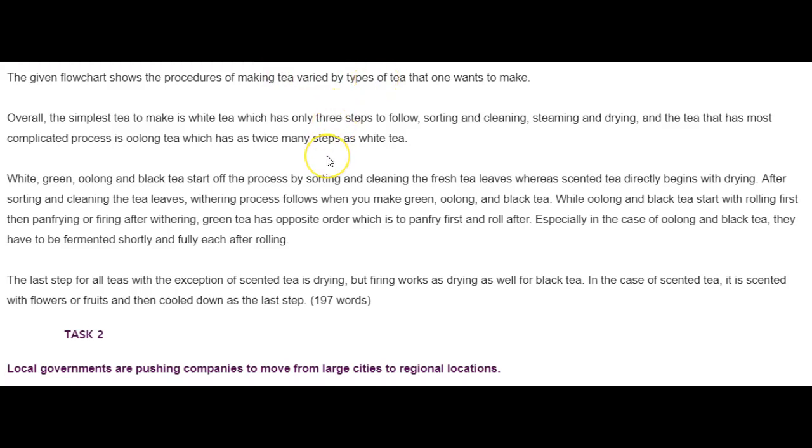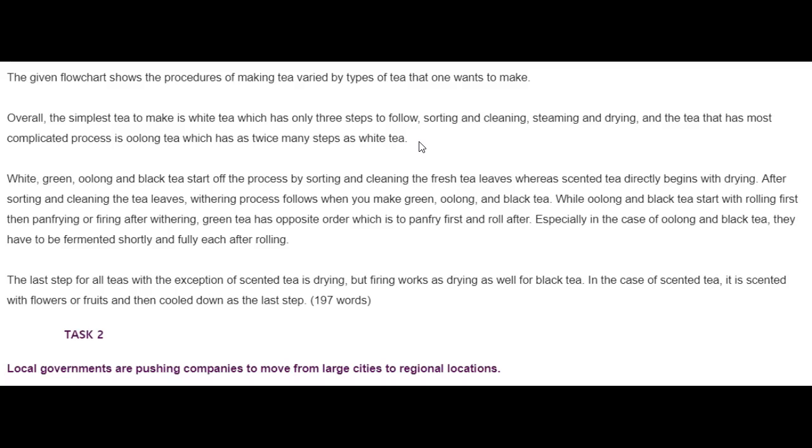Okay? Overall, the simplest tea to make is white tea, which has only 3 steps to follow: sorting and cleaning, steaming and drying. And the tea that has the most complicated process is oolong tea, which has twice as many steps as white tea. All right? You have to make those changes. White, green, oolong, and black tea start off the process by sorting and cleaning the fresh tea leaves, whereas scented tea directly begins with drying.